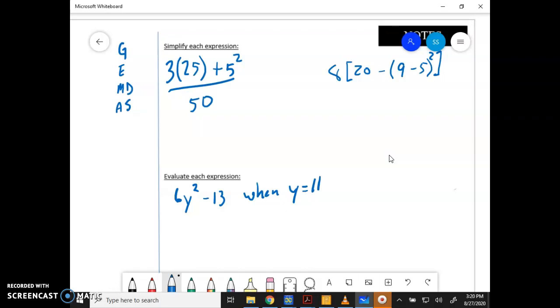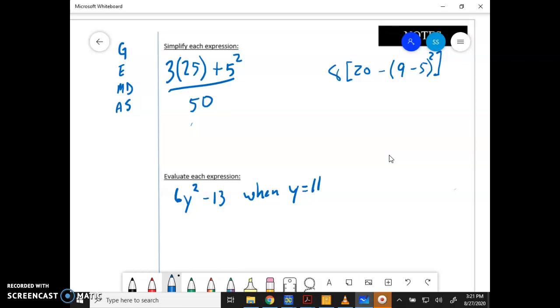What I like to do is go through and look at the problem and say, is there any grouping symbols? Actually in this problem we have 2. We have the parentheses here, but the actual fraction itself is a grouping symbol. So we have to make sure that we solve everything fully on top before we divide by 50.